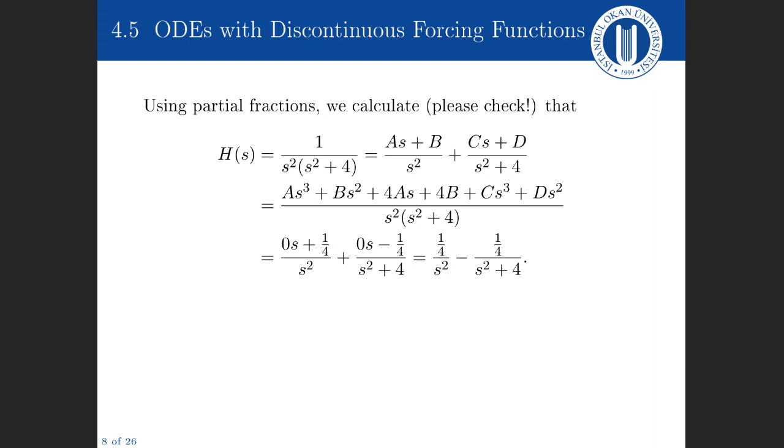And I'm leaving it for you to check this calculation. If you break this apart into a first degree polynomial divided by s squared plus another first degree polynomial divided by s squared plus 4, put everything over the same denominator, we can find A, B, C, and D. And we can find that our capital H is the same as 1 over 4 over s squared minus 1 over 4 over s squared plus 4.